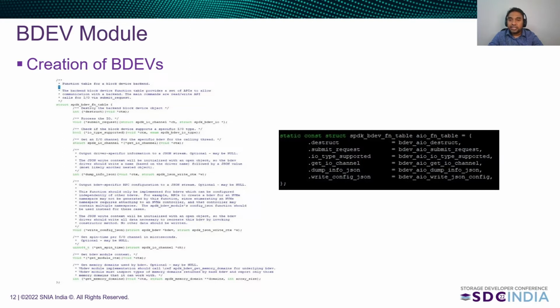Image on the left shows the SPDK BDEV function table structure that contains various function pointers that need to be implemented for the individual BDEV. Image on the right shows the sample code from the AIO BDEV module. With this, we have got a high-level understanding of the SPDK BDEVs.